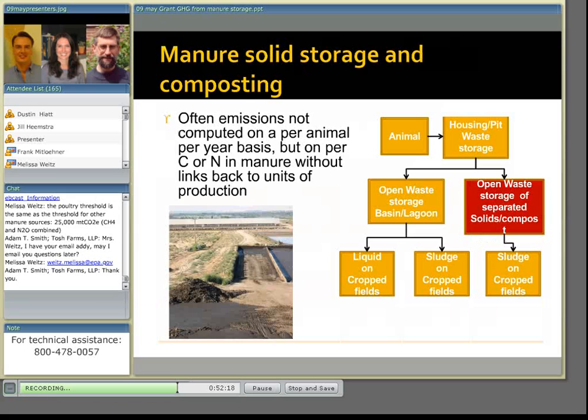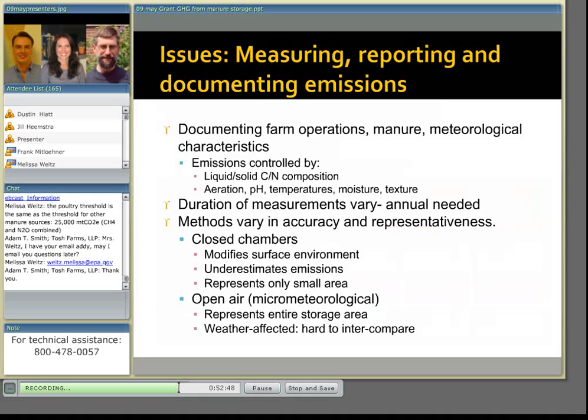If we move to the open waste storage of solids, I just want to briefly mention that this is an area where often the emissions are not computed in a way that we can make use of them, and we can't tie them back to a number of head on an annualized basis, and so it limits the usefulness of the reported emissions. We have limited information of farm operations, limited emissions, limited characteristics of the manure and the meteorological conditions. And usually these studies are done over fairly short periods of time, so we have no way to build out the actual composting or storage out into the course of a year for a number of animals. Again, there are various accuracies associated with closed chambers and open chambers.